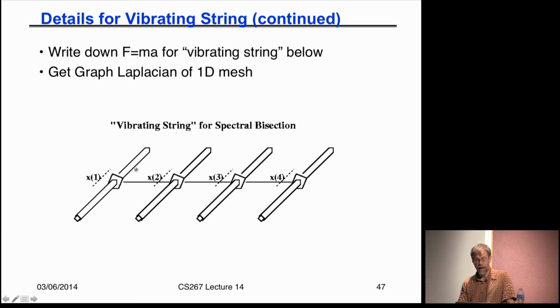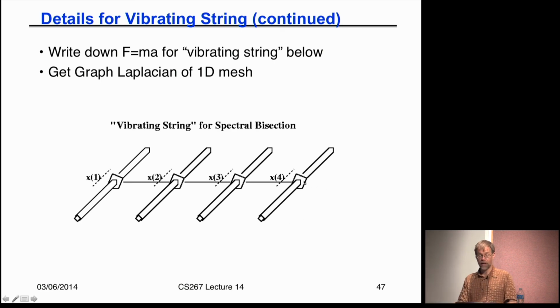So suppose I have a bunch of rods, and on each rod there's a little ring that can move back and forth. And it's all greased, so there's no friction. And they're all connected by springs. This is my vibrating spring. So if I write down F equals ma for this, I will get the graph Laplacian, right? Because there's only one neighbor here.